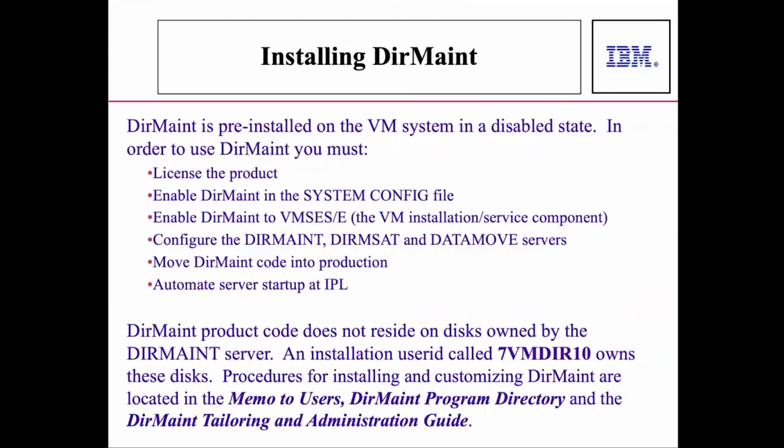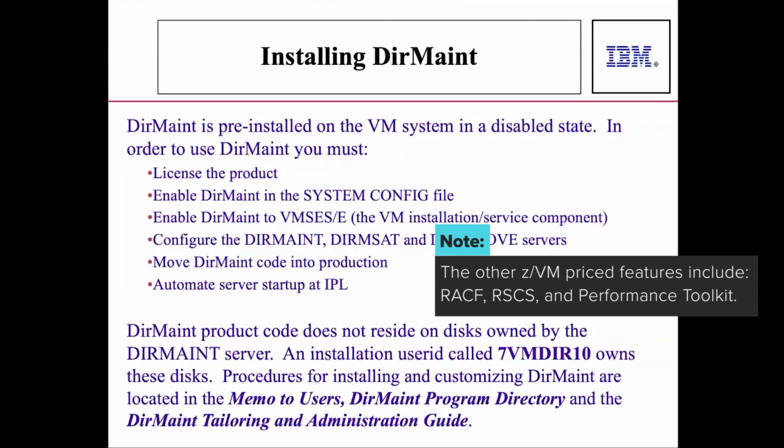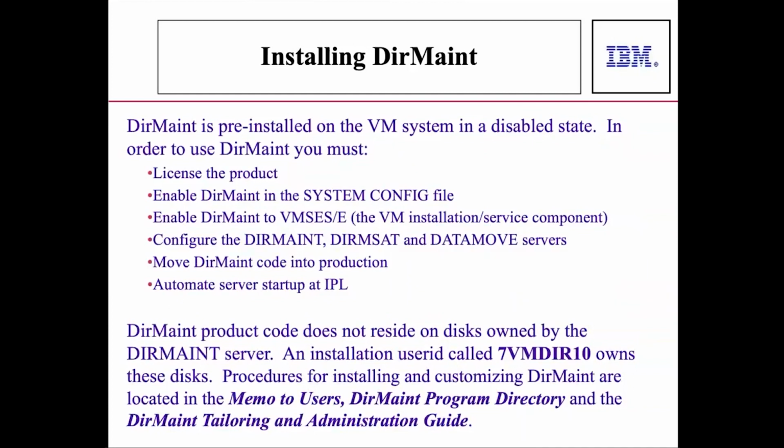So let's talk about installing and configuring DirMaint. It's, like I said, pre-installed. It's one of those 4 optional features that comes pre-installed. You can license them if you want to use them, but if you don't want to use them, you just leave them there and ignore them. So if you want to use it, of course, you've paid your license, you enable it, and you use the VMSAS commands to do that. So those 2 things, enabling in system config and enabling it to VMSAS, are basically done by a VMSAS command. Of course, you got to configure it, and so we'll talk about that.